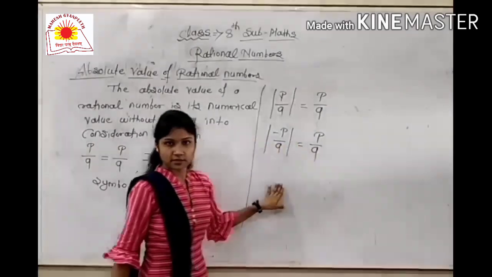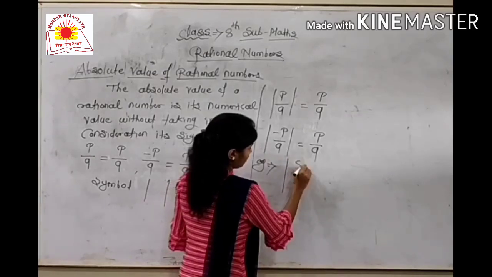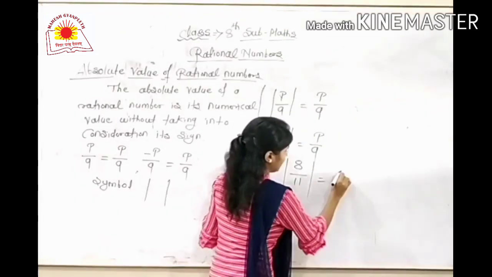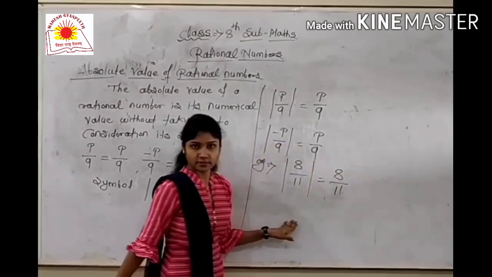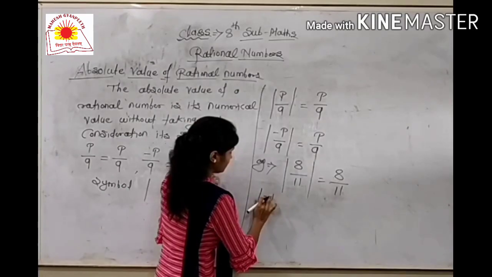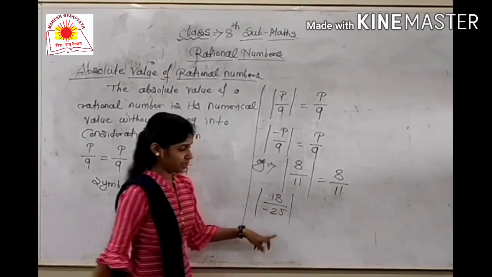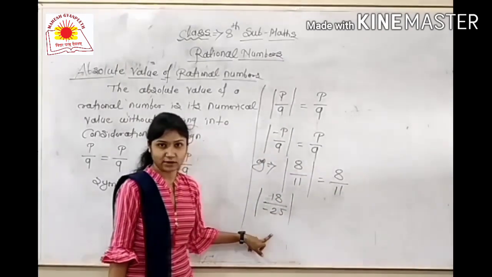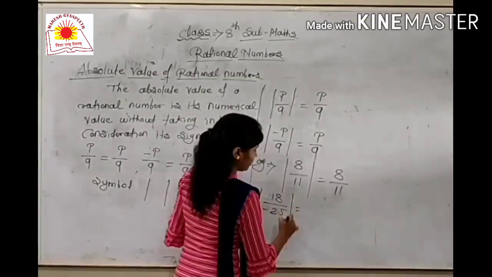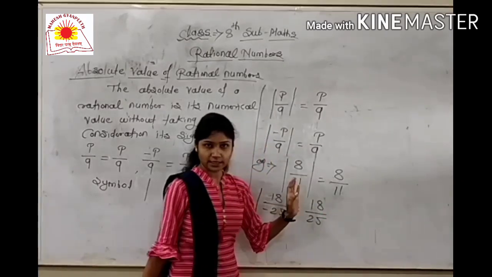Then for example, the absolute value of 8 upon 11. The absolute value of 8 upon 11 is what? 8 upon 11. Understand? Then the absolute value of 18 upon minus 25. 18 upon minus 25 is a negative rational number. Then what is the absolute value of 18 upon minus 25? It is 18 upon 25. This type of value.